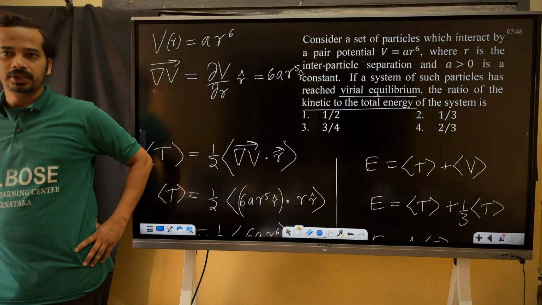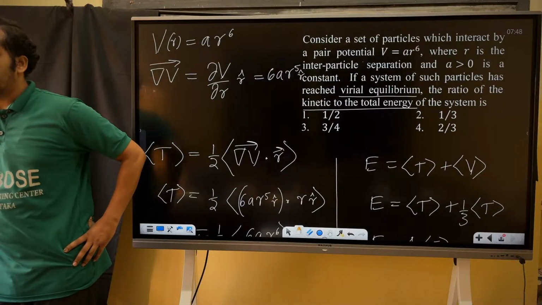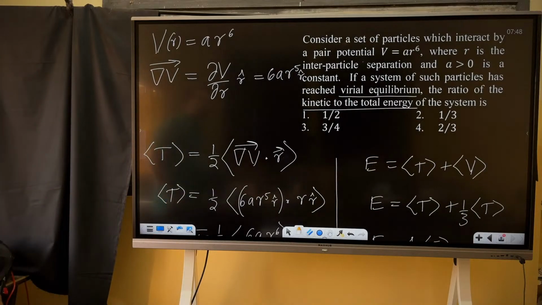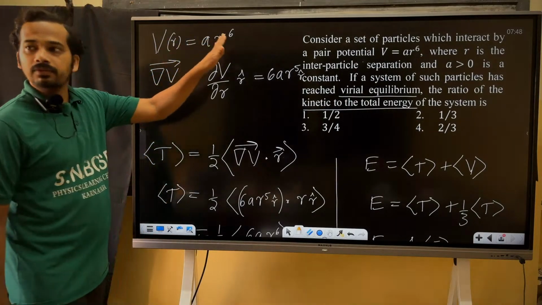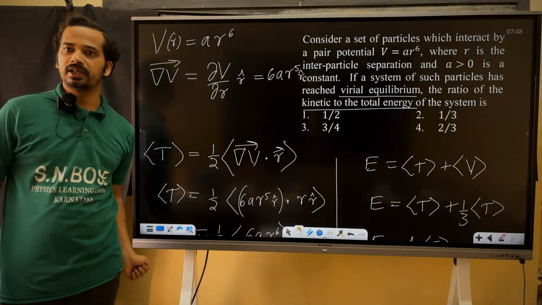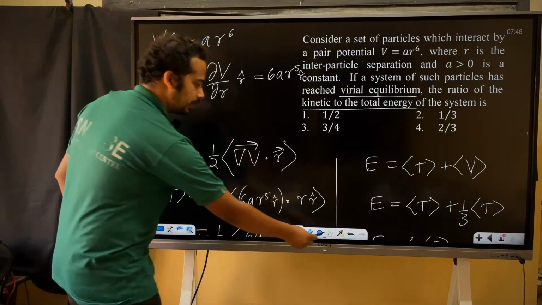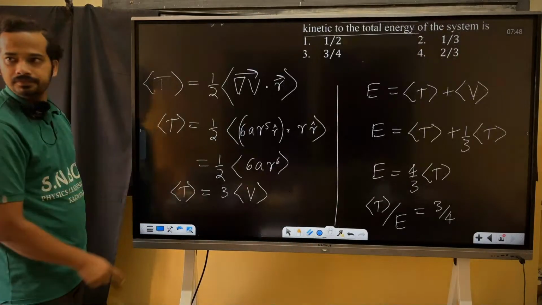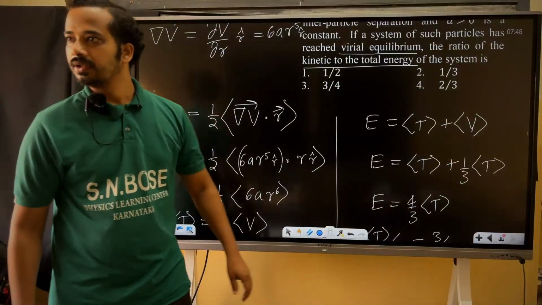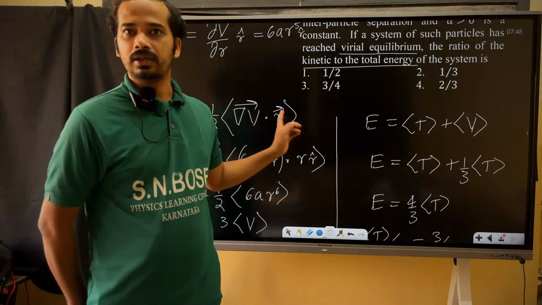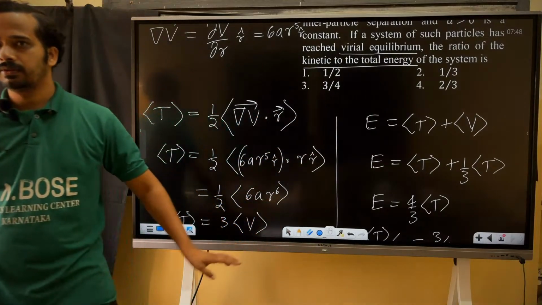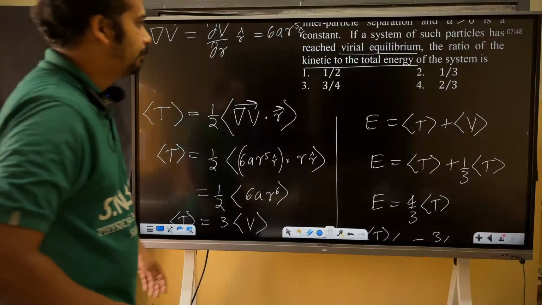If it is too lengthy, then I will suggest you remember some technique. What he's saying is, for a general potential r power n or something, you can remember one relation between T and V. That will save time. But they may manipulate the question like this: what if V is given in Cartesian coordinates and they expect the similar thing? Then you need to find this gradient and proceed. Be careful in that one.